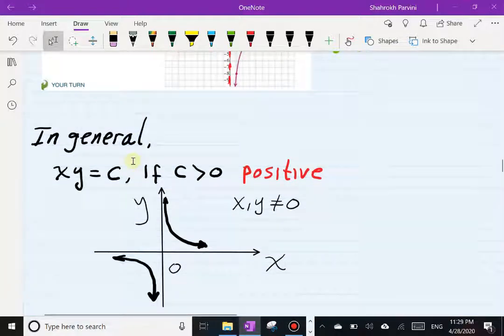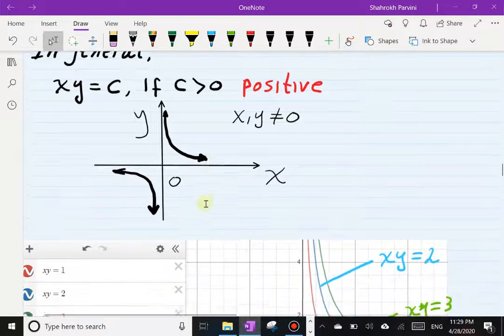And I want you to just know the general shape of the graph, okay? Don't worry about specific points. We don't want to plot points. Just know the general structure of the branches, how they form. So if the product xy is positive, then one branch goes in this direction and the other branch is here. One is located in Q1, the other one is located in Q3. Remember, these are parabolic branches.